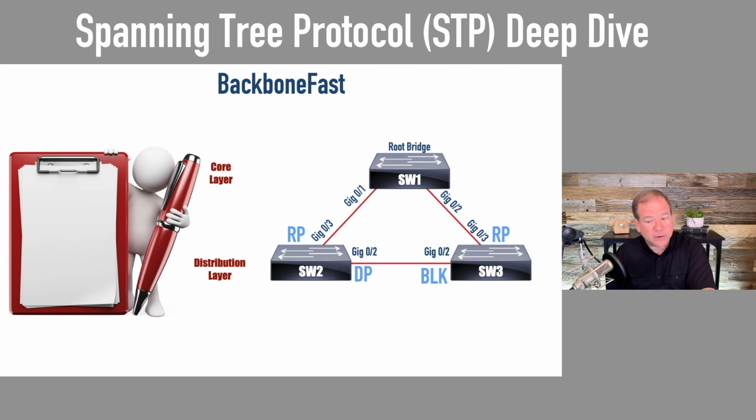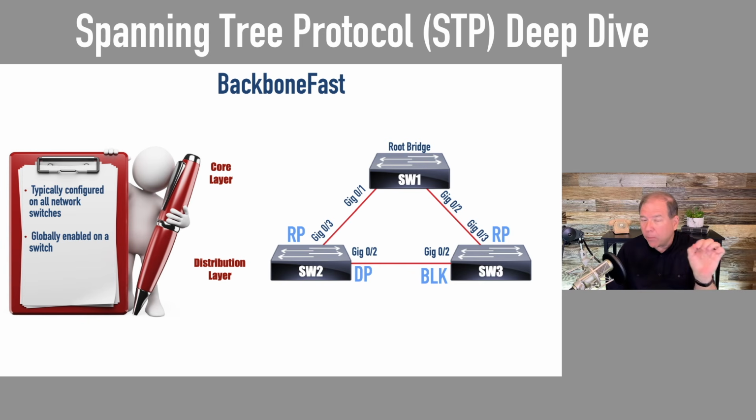Here, switch 1 is the root. Switch 2 points up to switch 1 on gig 0/3. Switch 3 points up to switch 1 on gig 0/3. And there's that link between switch 2 and 3 at the bottom. The switch 3 side is blocking. And here, we're going to configure this on all of the switches in our topology, and we enable it globally again.